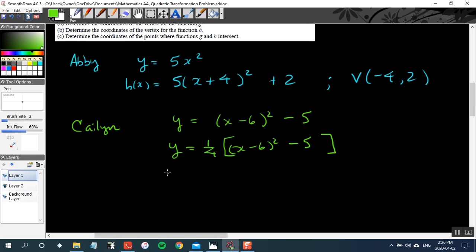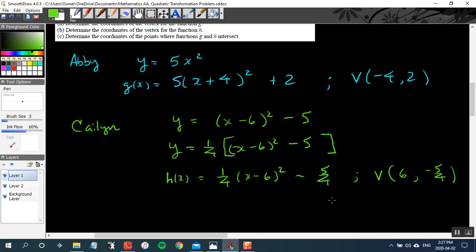So Kaylin's, I just realized I mixed up my labels here. Kaylin was h of x. This was supposed to be g of x. Fix that up. Labels are supposed to help, not be a hindrance. Anyway, h of x is going to be 1/4 times x minus 6 squared, minus 5 over 4. So that gives Kaylin a vertex of 6 and minus 5 over 4.